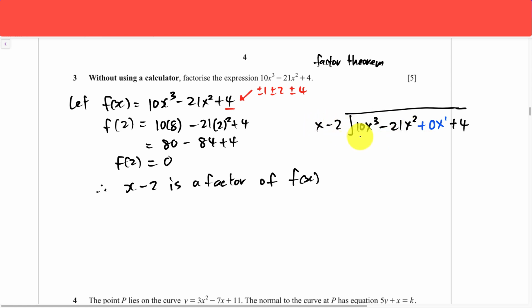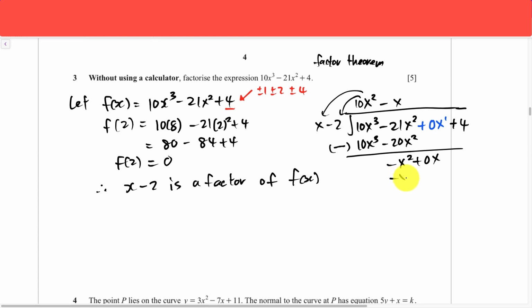So my objective is to eliminate the first term over here. So the first one is basically I will do 10x squared, because 10x squared multiplied by x, I will get 10x cubed. 10x squared multiplied by negative 2, I will get minus 20x squared. And then there is an invisible minus here. So 10x cubed minus 10x cubed is gone. So over here you will get negative x squared plus 0x. Alright, so negative x squared, I will do negative x, so I get negative x squared minus 2x.